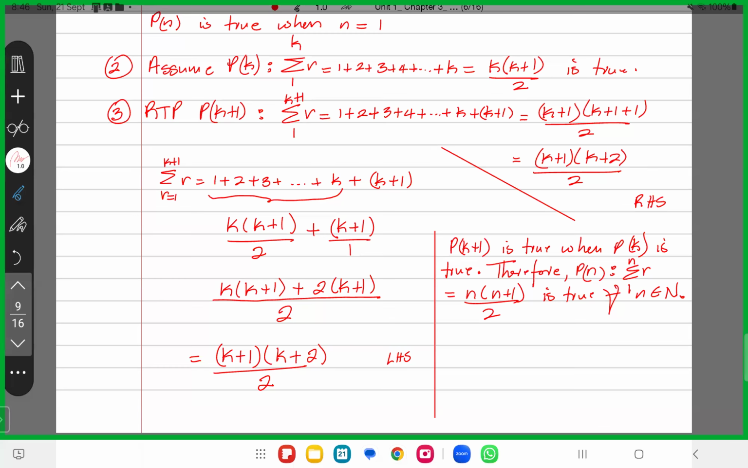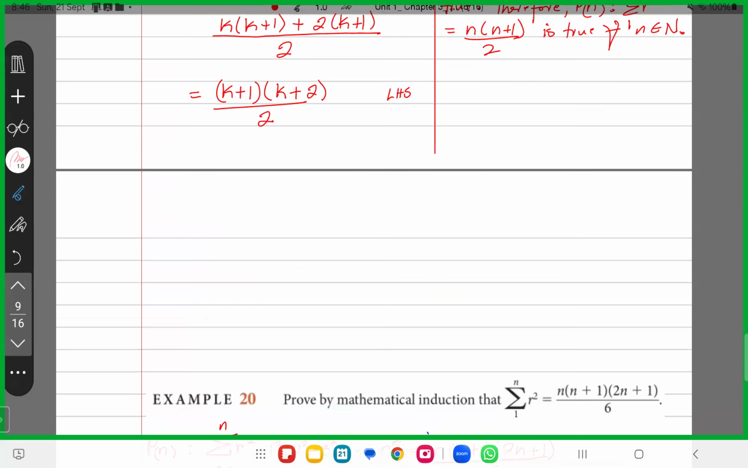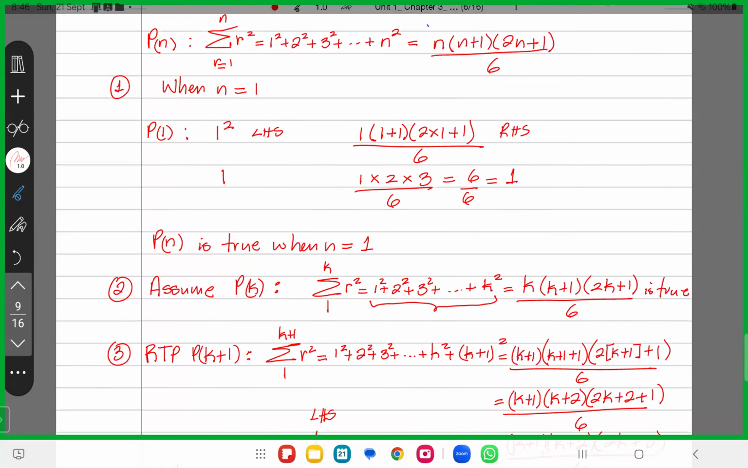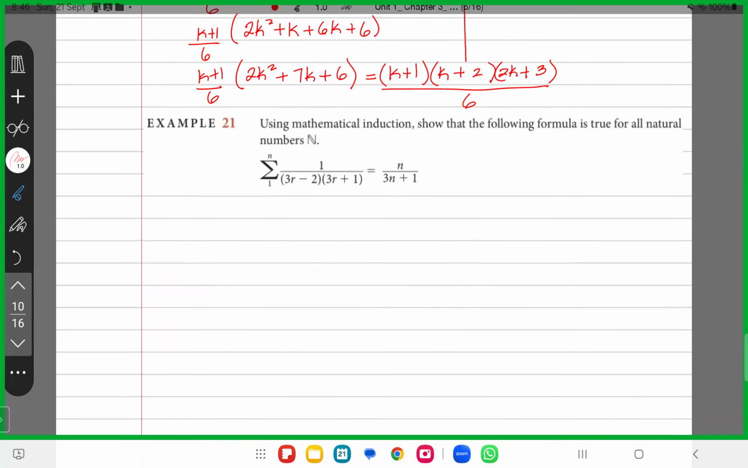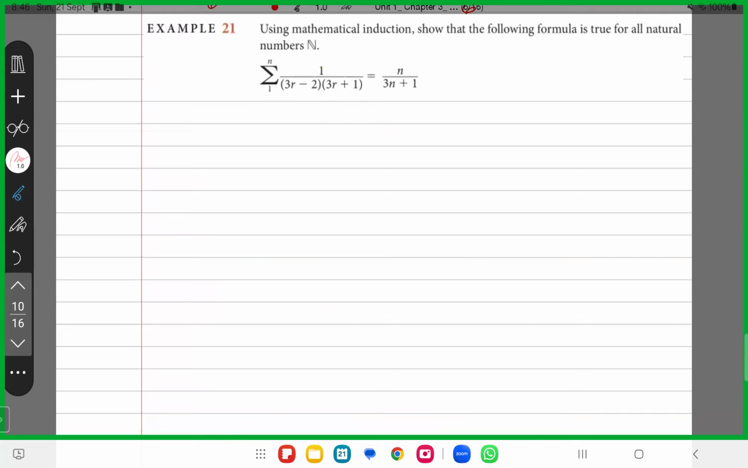All right, so the next example we're going to look at, remember we did example 20 already. So the next example we're going to look at is example 21. So example 21 is asking us to use mathematical induction to show that the following formula is true for all natural numbers. All right, I'm going to try and spell this out for you. So I'm going to expand the series a little.